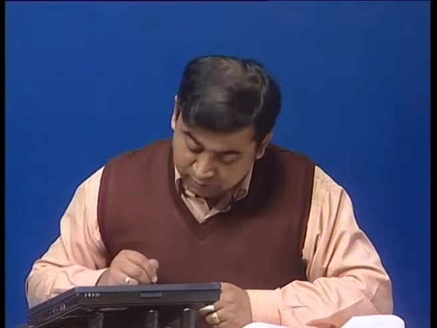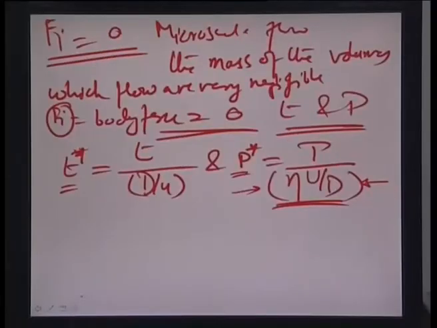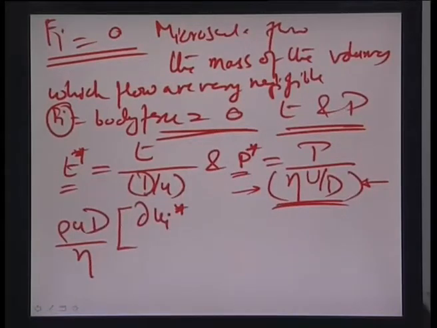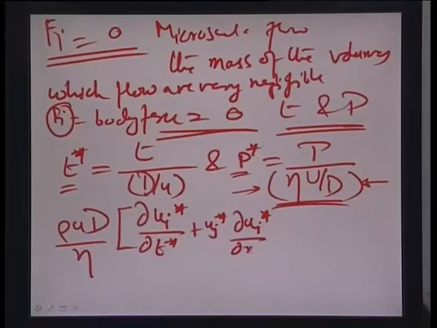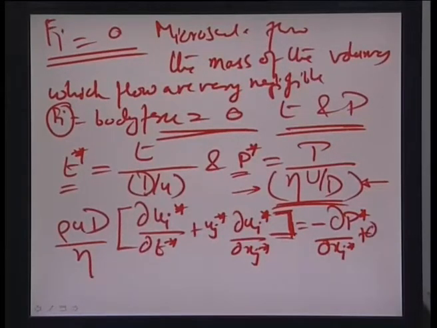Now, if I put all these derivations back into our equation, which we formulated just about a minute back, we will be left with rho u d by eta times of del u i star by del t star plus u j star times of del u i star by del x j star, and you can finish the bracket here, equals minus del p star by del x i star plus del 2 u i star by del x j star square.